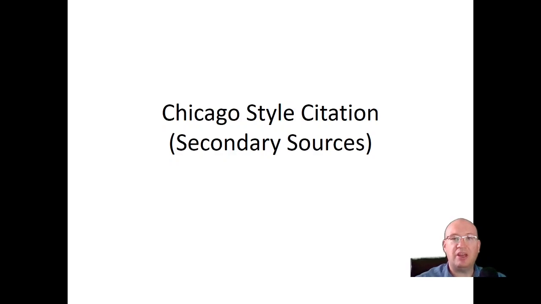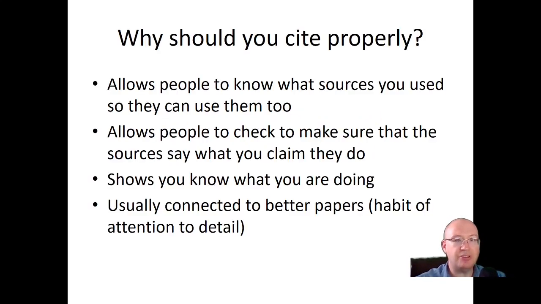Hello, this is going to be a several part lecture on using Chicago style citation on secondary sources. It's going to be several parts because I need to talk a little bit about the theory behind footnoting and sourcing citations, and then I'm going to give you some concrete examples, and I want to make each one kind of separate so it'll be easier for you to use later on if you need to go back for a refresher. So the first issue is this question: why should you cite properly?